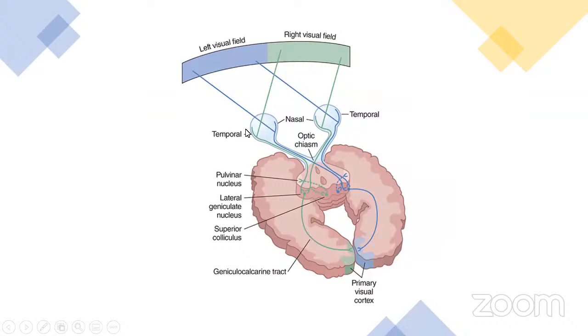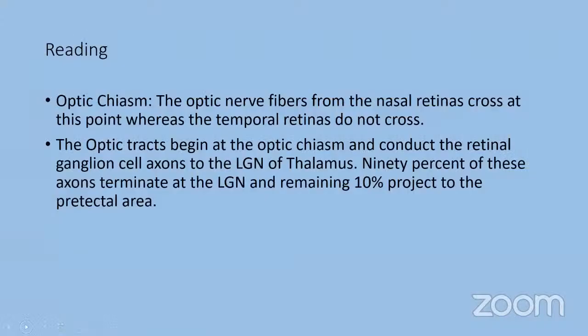The point to note is that the temporal fibers, which subserve the nasal visual field, are not crossed in the optic chiasma. They go straight ahead. So both visual fields and their connections must be intact for reading from one side to the other and for scanning. It's important in the visual system.